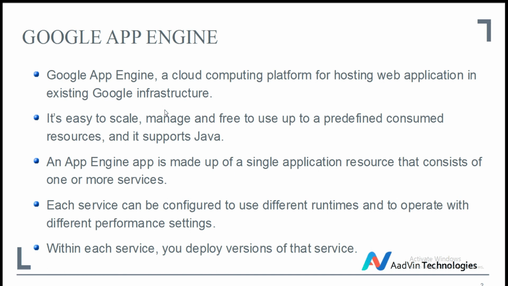An App Engine app is made up of a single application resource that consists of one or more services. Each service can be configured to use different runtimes and to operate with different performance settings. Within each service, you deploy versions of that service.